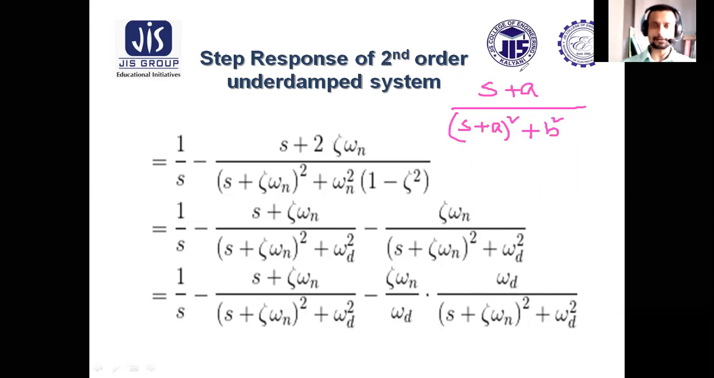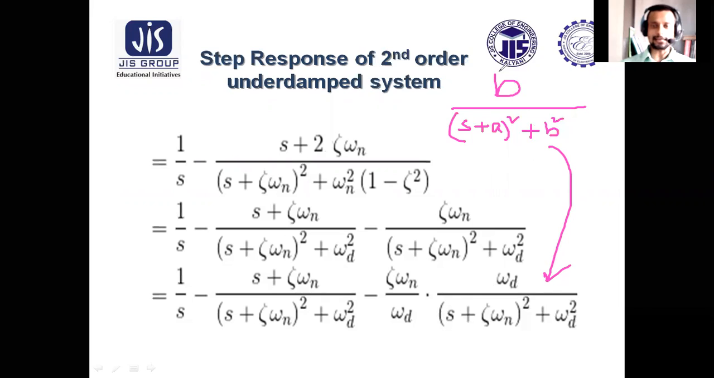Similarly, in this part, this formula is also known to you: b by (s plus a) whole square plus b square. Inverse Laplace transformation of this term is also possible, which is the same as this: omega d by (s plus zeta omega n) whole square plus omega d square. So we can consider omega d as b. So b by (s plus a) whole square plus b square.